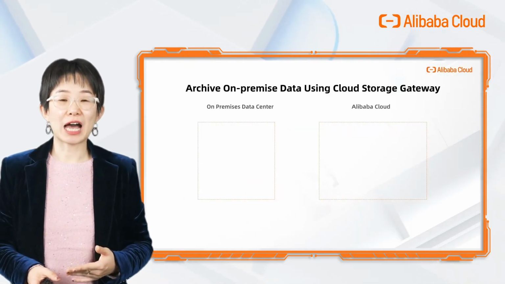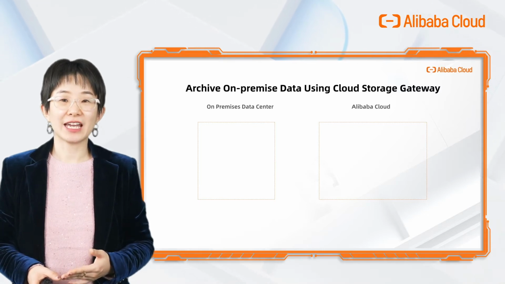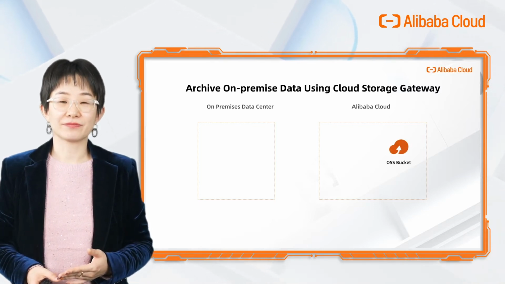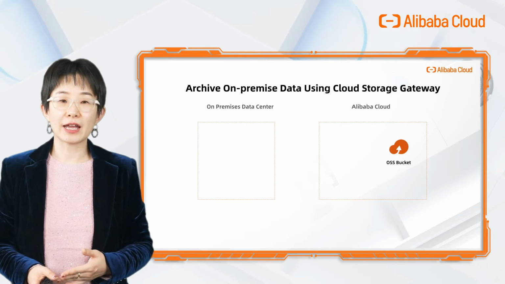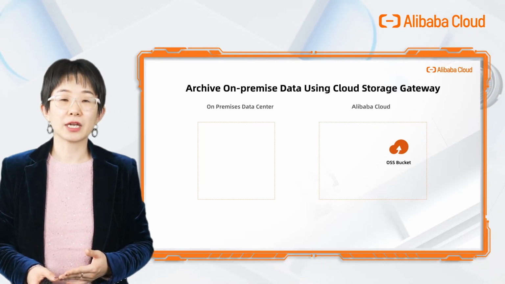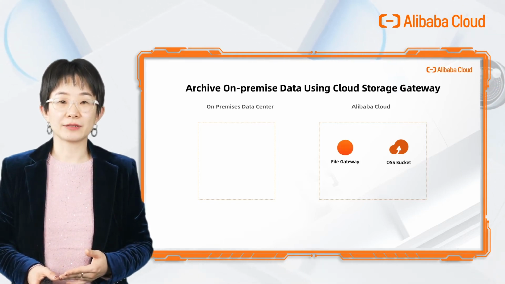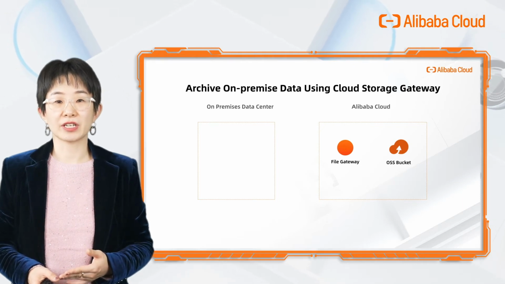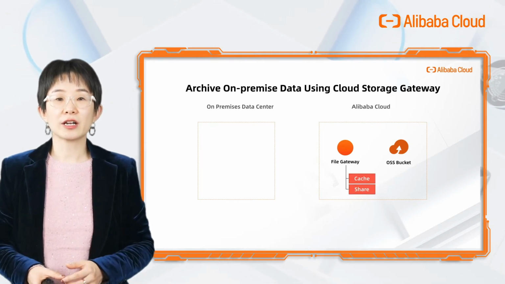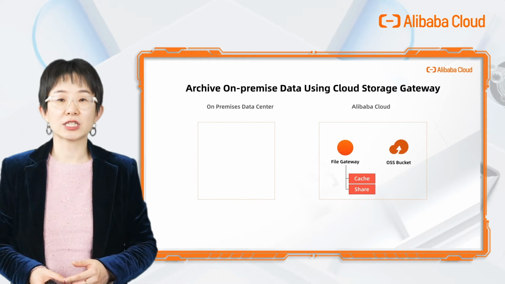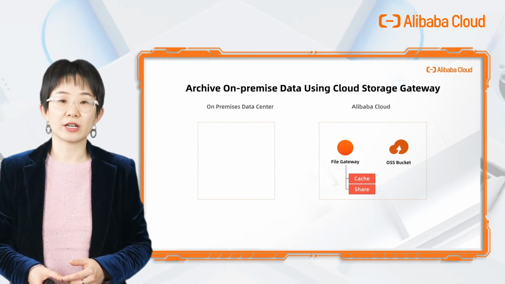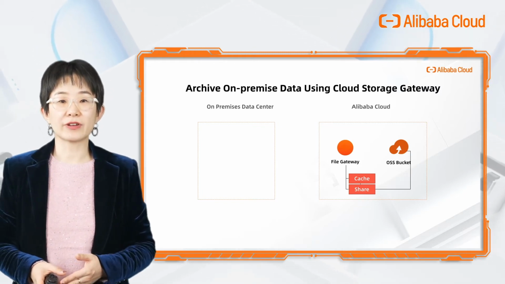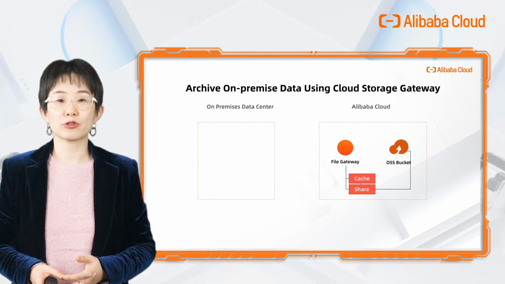Now let me show you how it works with CSG in a simplified architecture. First, you create an OSS bucket in a region where you want to archive your data and file gateway with specific cache. Then create a share on top of the cache and attach this OSS bucket with its share. Our gateway supports NFS for Linux and SMB Windows Server.